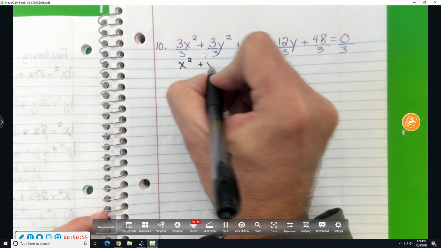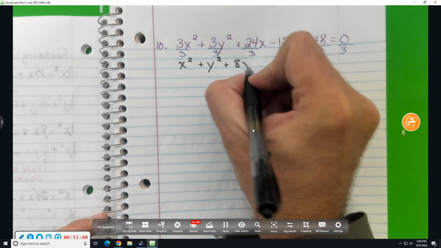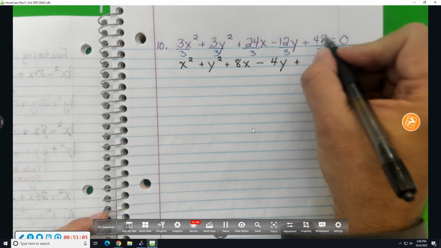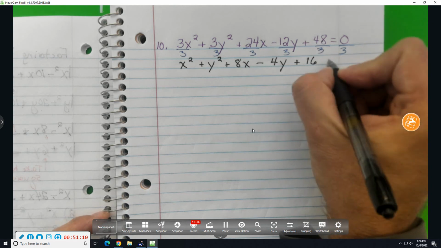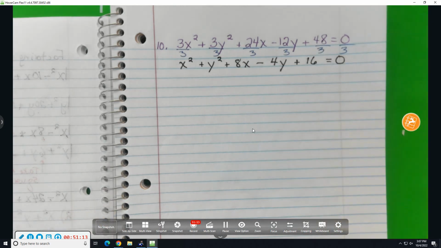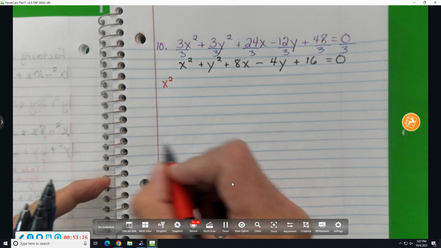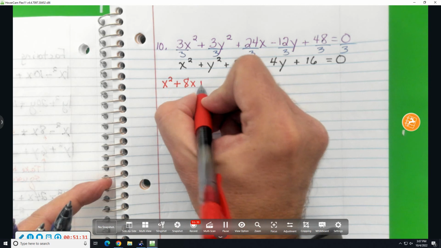X squared plus y squared plus 8x minus 4y, sorry, plus, is it 16? 48 divided by 3? Equals 0. And because it's equals 0, don't you have to minus 16 on both sides? Yep. We're going to start off now grouping all the x's together. I'll write all the x terms in red and put a red blank. It'd be x squared plus 8x and plus blank.